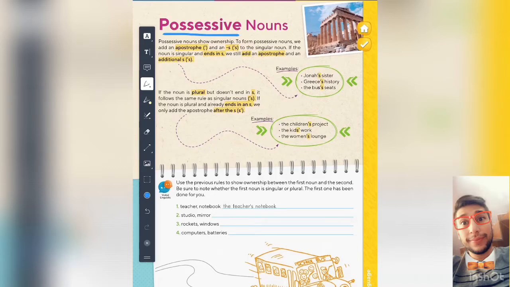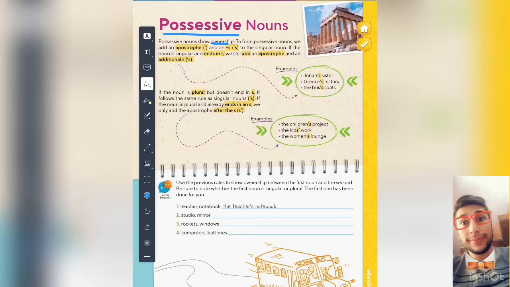Let's read a little bit about the directions, and it says possessive nouns show ownership. That's what I was telling you about. Ownership. To form possessive nouns, we add an apostrophe. Remember the apostrophe? The little thing in the top right here. Okay? And an S to the singular noun. Remember, singular means just one. Plural means more than one. If the noun is singular and ends in an S, we still add an apostrophe and an additional S.